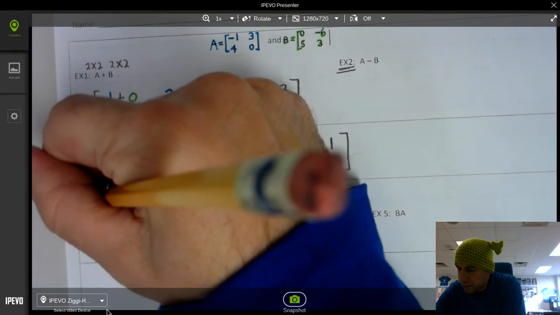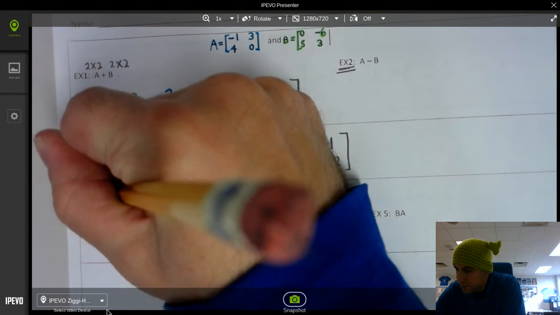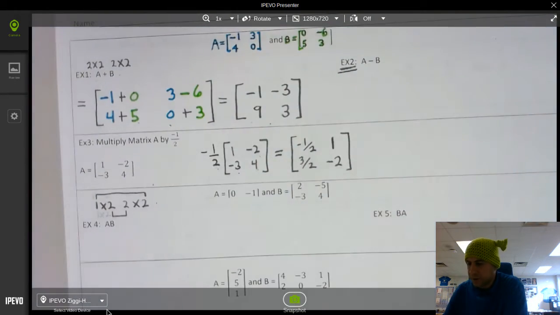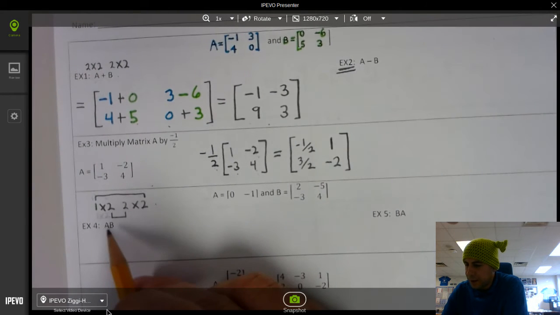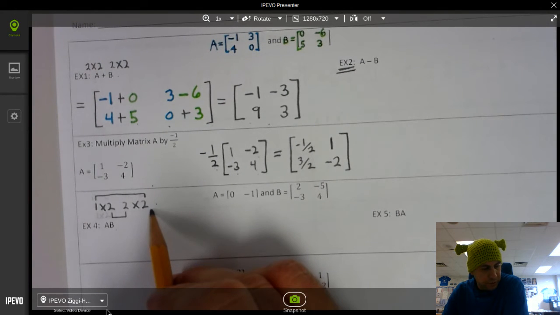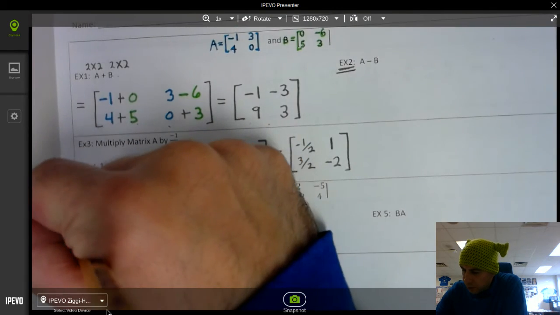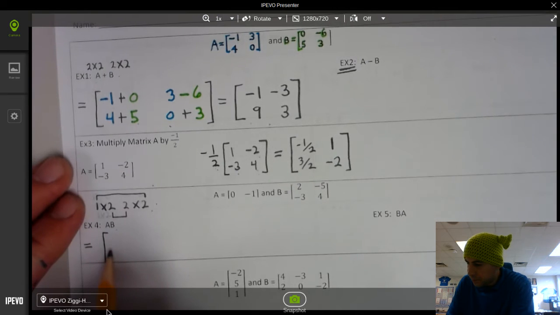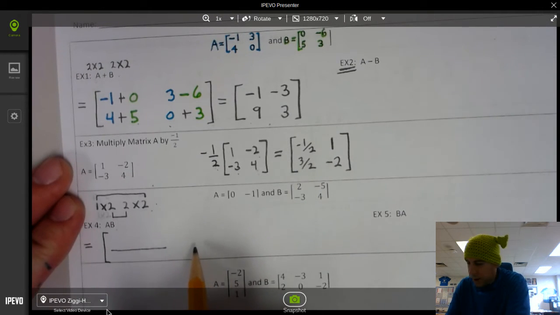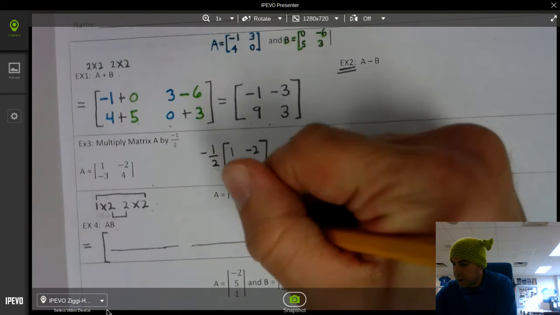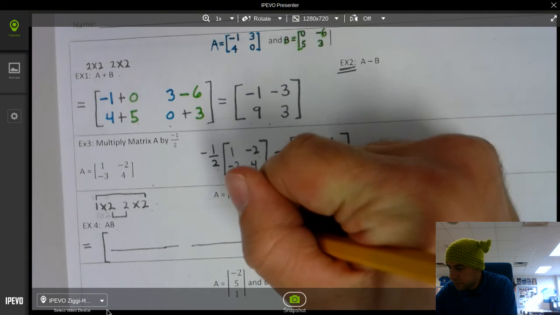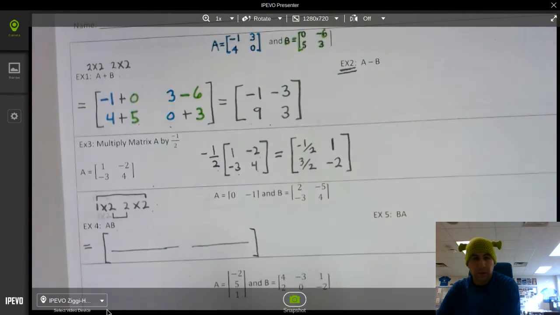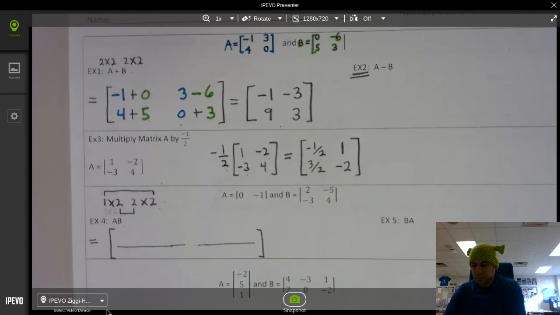So the outside numbers tell you what the dimension of the matrix is going to be. So when you multiply A times B, it's going to be a 1 by 2 matrix. So what I would do is go ahead and set up that so you know that's where things are going. It's going to have one row and 2 columns.